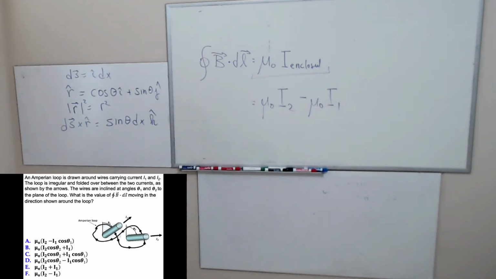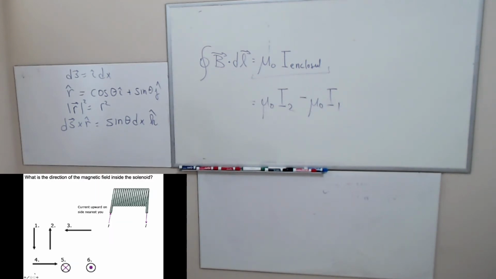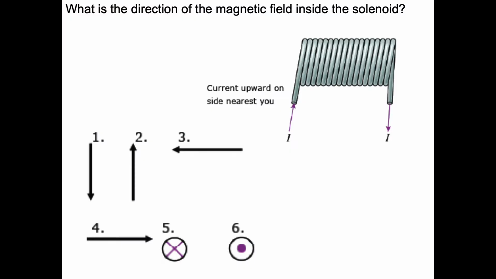One more question. So I have a solenoid carrying current I, and this should be straightforward. What is the direction of the magnetic field inside the solenoid?